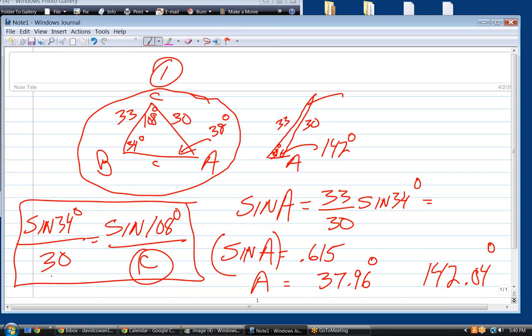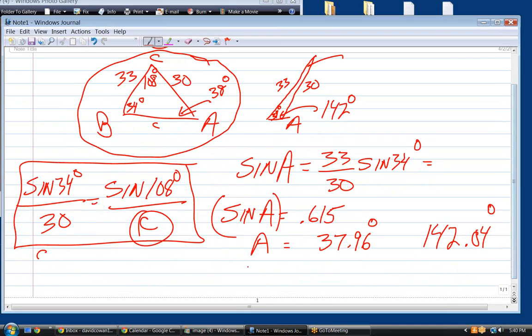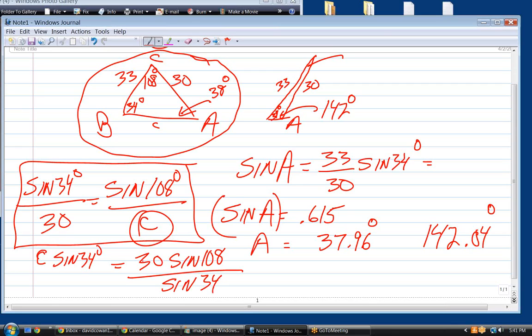Okay. Cross multiply. So we have C times the sine of 34 equals 30 times the sine of 108. So C is equal to the sine of 108 divided by the sine of 34, all times the number 30. You with me on how I got that?